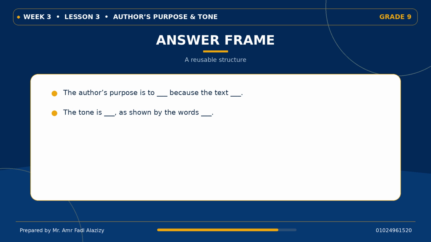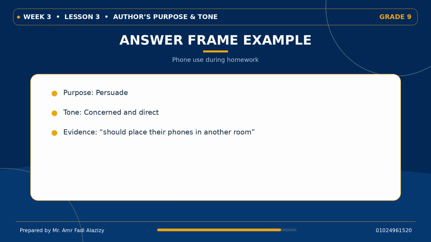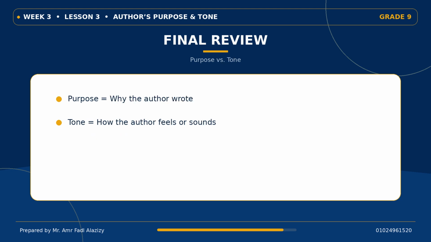Fourth, support your answer with a quotation or detail from the text. Here is a useful answer frame. The author's purpose is to blank because the text blank. The tone is blank, as shown by the words blank. For example, the author's purpose is to persuade because the text encourages students to reduce phone use. The tone is concerned and direct, as shown by the words "should place their phones in another room."